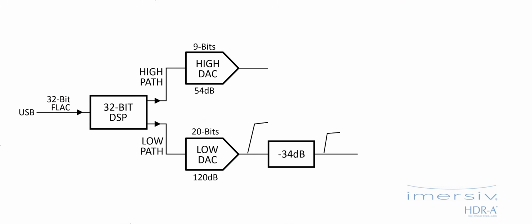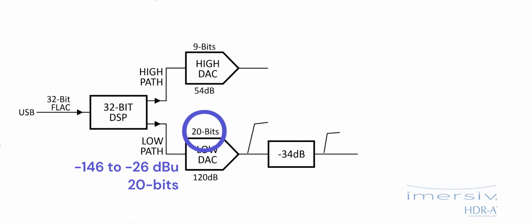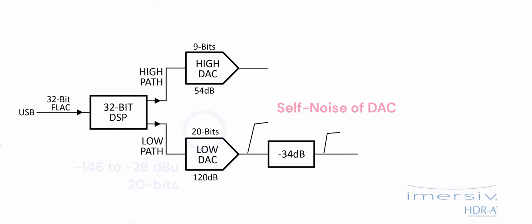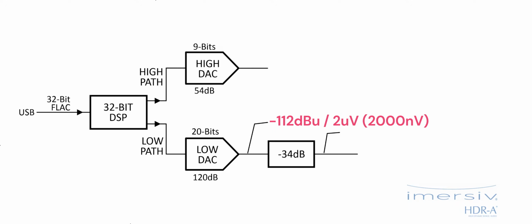Okay, so now let's get back to our schematic diagram. The low-pass DAC now represents 20 bits of audio data from -146 to -26 dBu. That's 120 dB, which is 20 bits. But there's another problem. The self-noise of the DAC IC is -112 dBu, or about 2 microvolts.